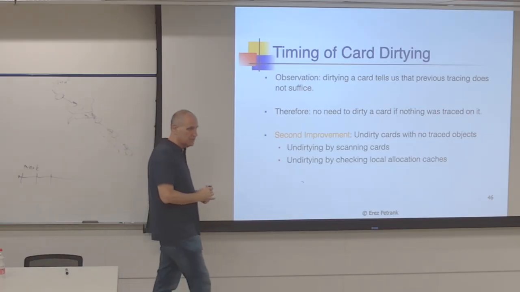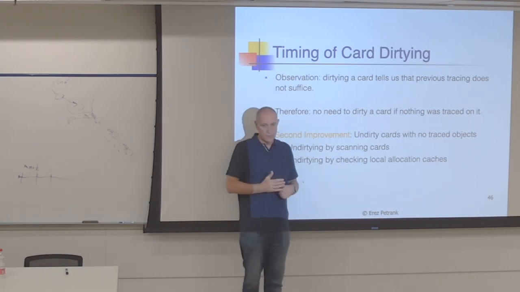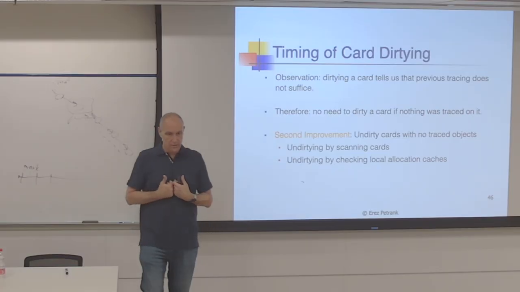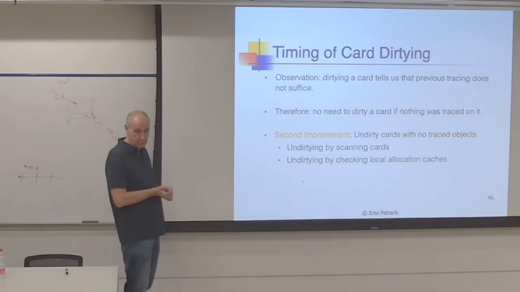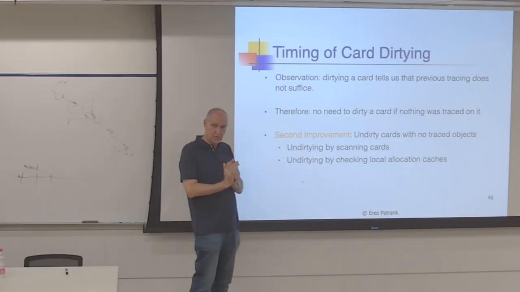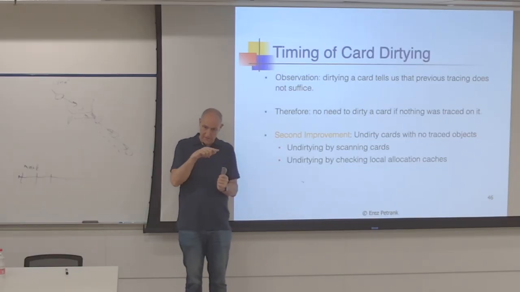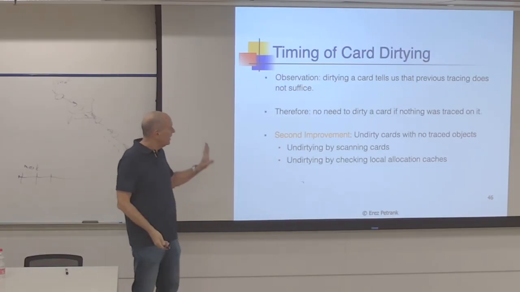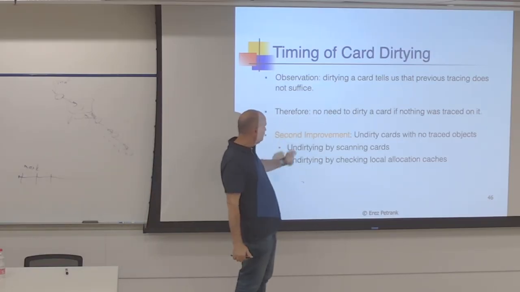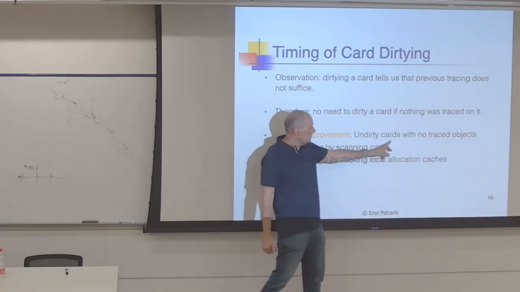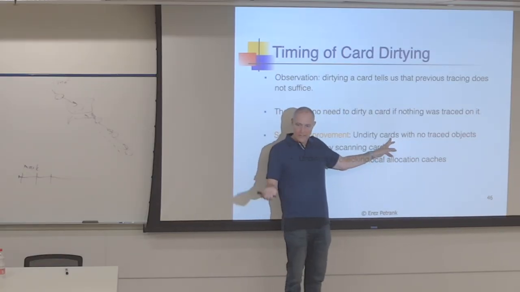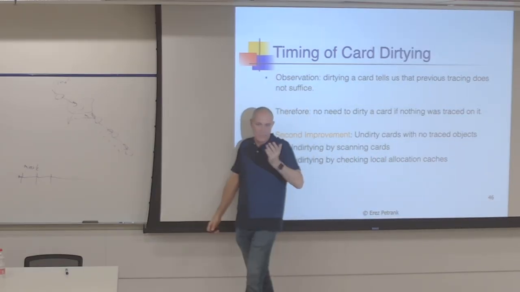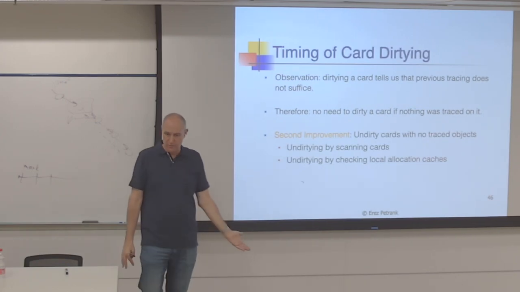This is the actual thing that I do because I don't want to spend program time. I want to do it on collector time, which is a lot less valuable. The program time is really very valuable. I don't want to overload the modification, the write of a pointer, with more tests. So instead, once in a while, I'm going to undirty cards. I'm going to go over the cards. Each card that is dirty but nothing was traced on it, I'm going to remove the dirty mark. I don't need it. It doesn't tell me anything useful.